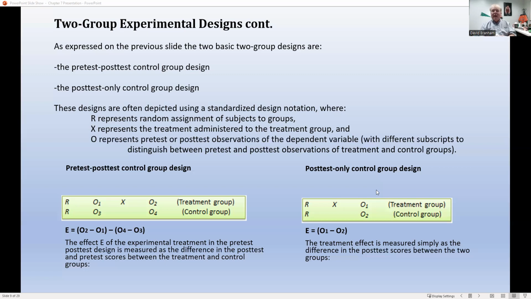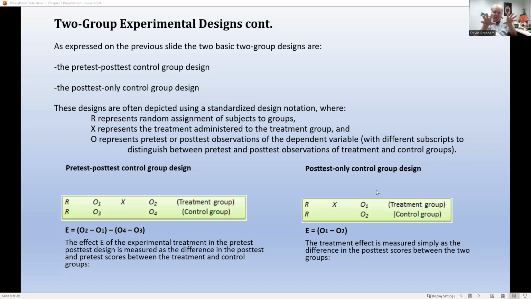So what you want to look at to find your effect, which is the E below, is that the effect equals O2 minus O1, which is the change in the treatment group, minus O4 minus O3, which is the change in the control group. So this helps you with history effects, maturation effects, that type of thing that happens as a result of things outside the laboratory. So you can see if O3 and O4 change, then you're getting some effects that aren't attributed to the treatment. And so you're controlling for that possibility.